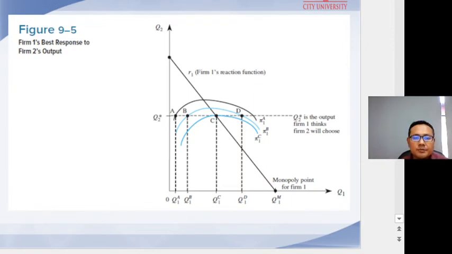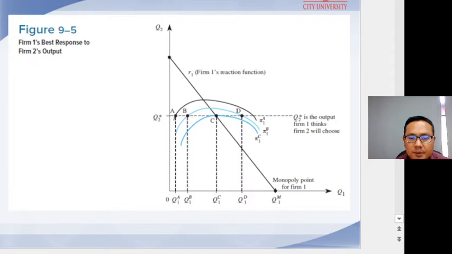To see this, suppose firm 1 expanded output to say Q1D. This would result in a combination of output that corresponds to point D, which lies on an isoprofit curve that yields lower profits. So we conclude that the profit maximizing output for firm 1 is Q1C whenever firm 2 produces Q2 star. This should not surprise you. This is exactly the output that corresponds to firm 1's reaction function.